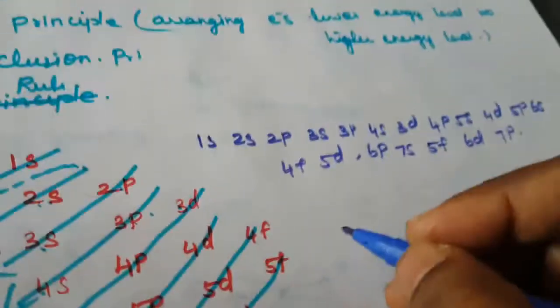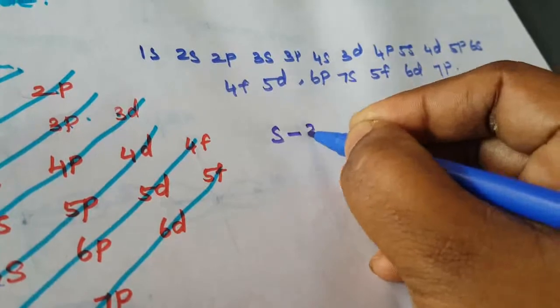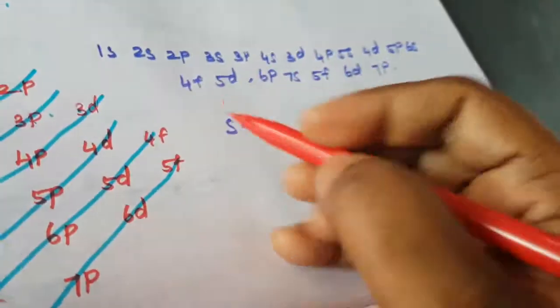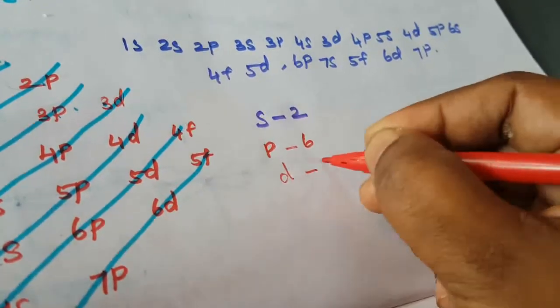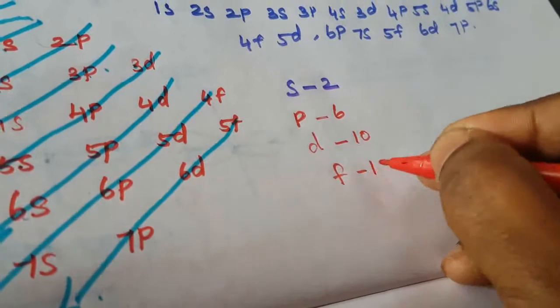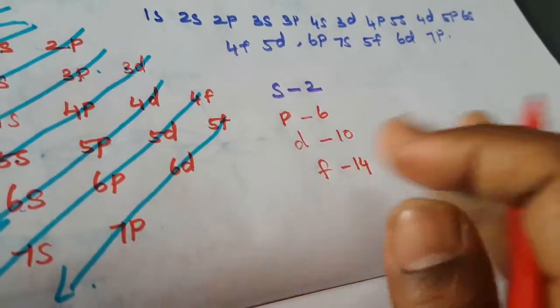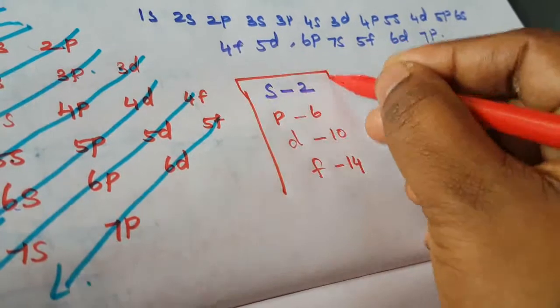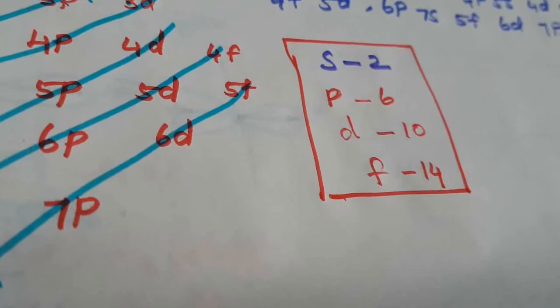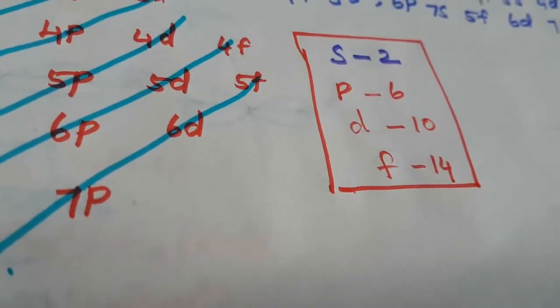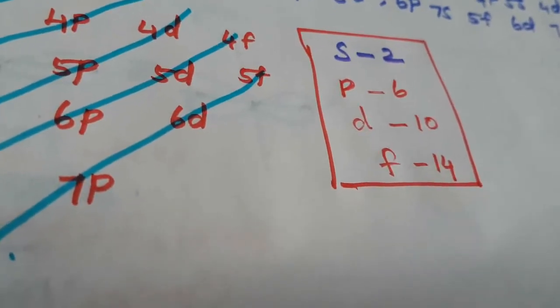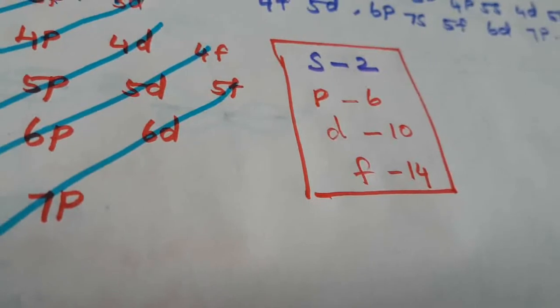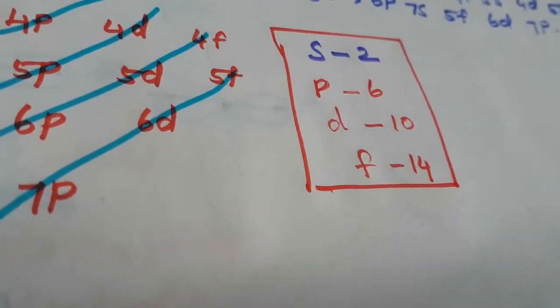First remember in your mind: s orbital maximum 2, p orbital maximum 6, d orbital maximum 10, f orbital maximum 14. This is the main thing to remember. s orbital maximum 2 electrons, p orbital maximum 6 electrons, d orbital maximum 10 electrons, f orbital maximum 14 electrons. Apart from that, if you write, for example, 6 electrons in the s orbital, that is completely wrong, because the s orbital maximum is 2 electrons.